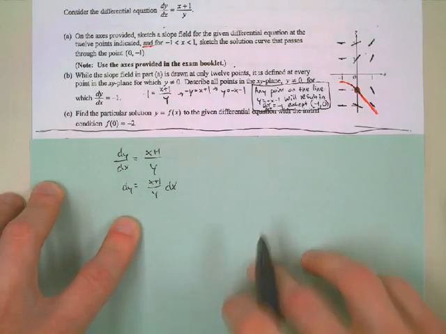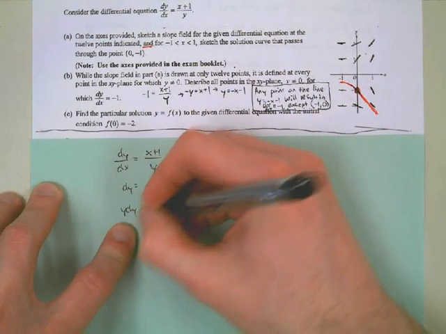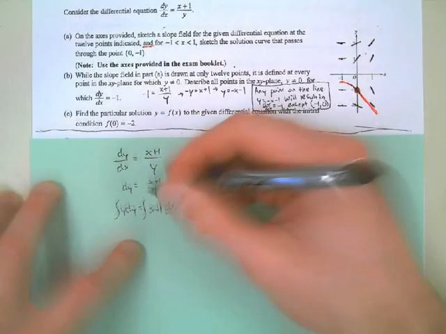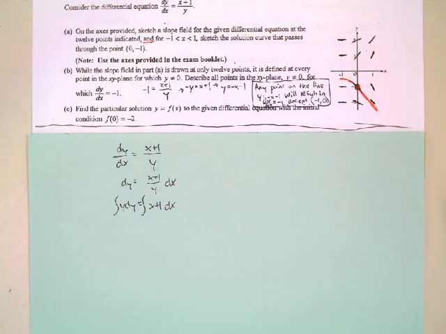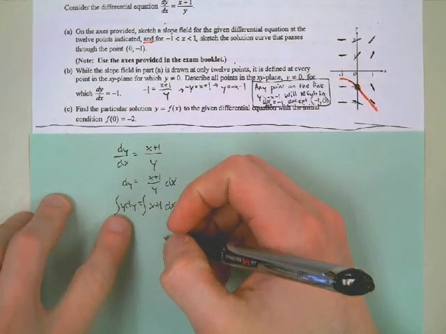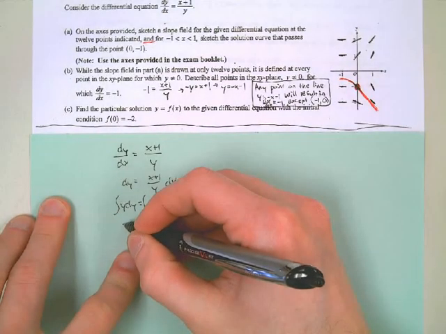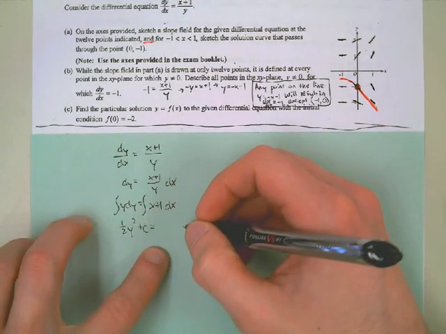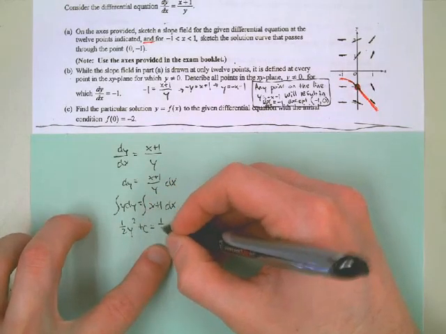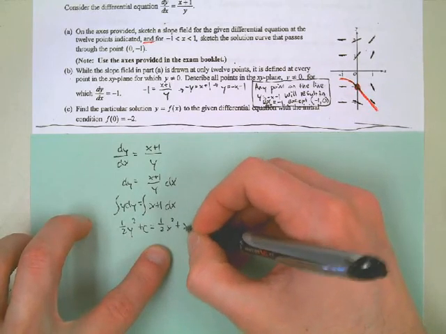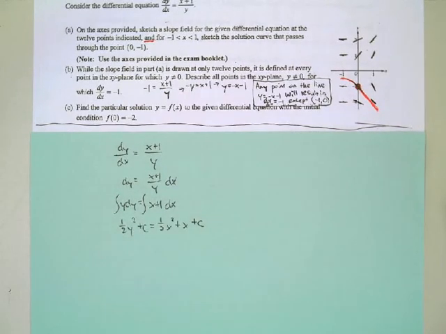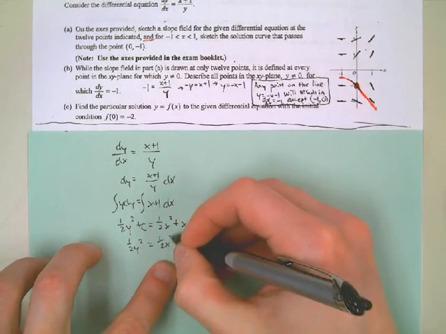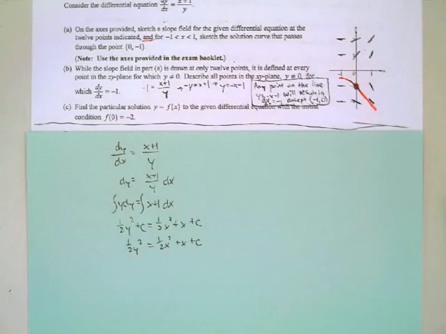And now we can integrate. Integral of y? One half y squared plus c. Integral of x plus 1? One half x squared plus x, plus c. And so we get one half y squared equals one half x squared plus x plus c. Okay, now at this point, what should we do, or what can we do?